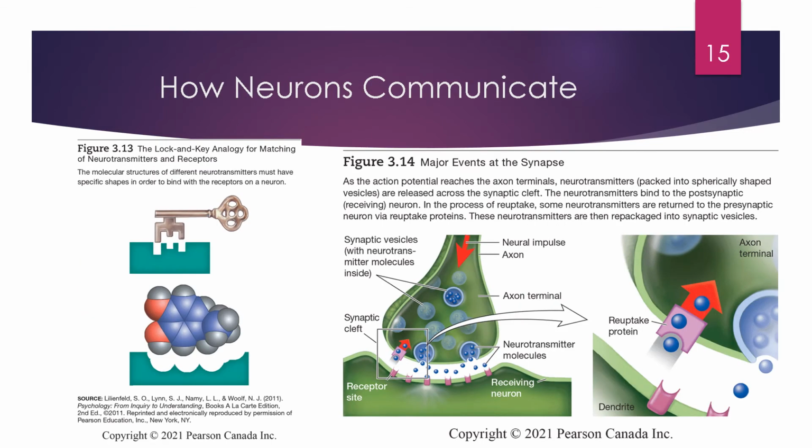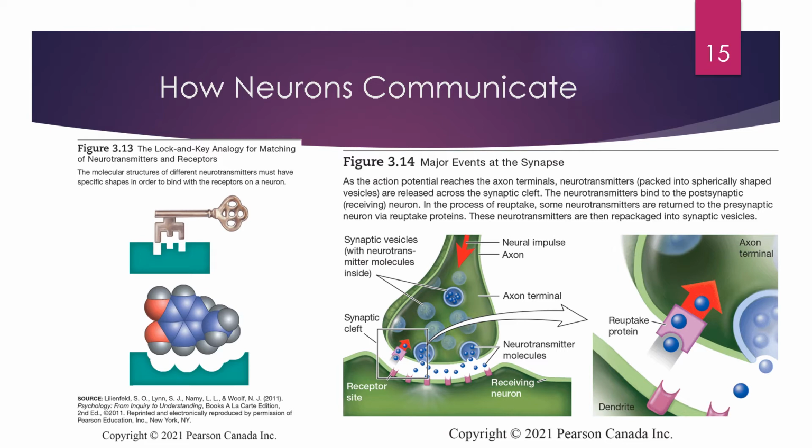So here are a couple more little diagrams that illustrate this. So the lock and key analogy for matching neurotransmitters. Essentially, when neurotransmitters cross that gap and bind to the postsynaptic cell, those dendrites of the postsynaptic neuron, they can actually only bind with receptors that are specifically for that particular neurotransmitter. So it's like a lock and key type mechanism. They only fit within the receptors for which they are designed.